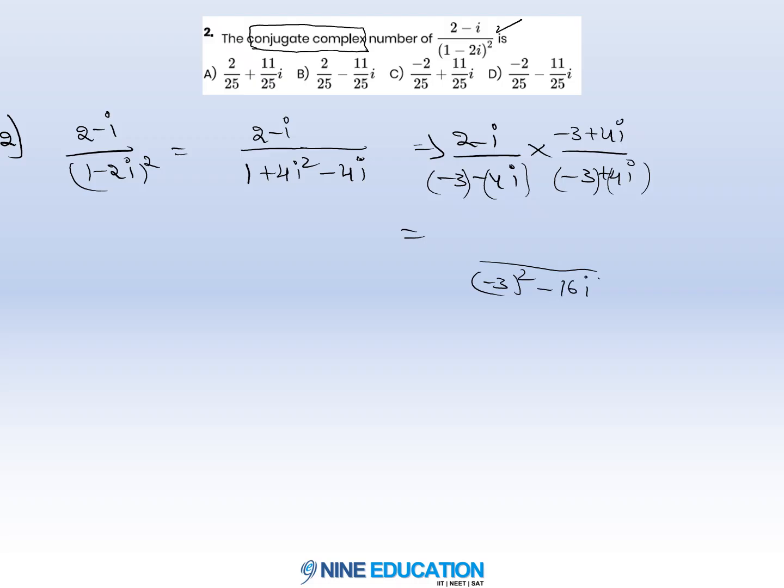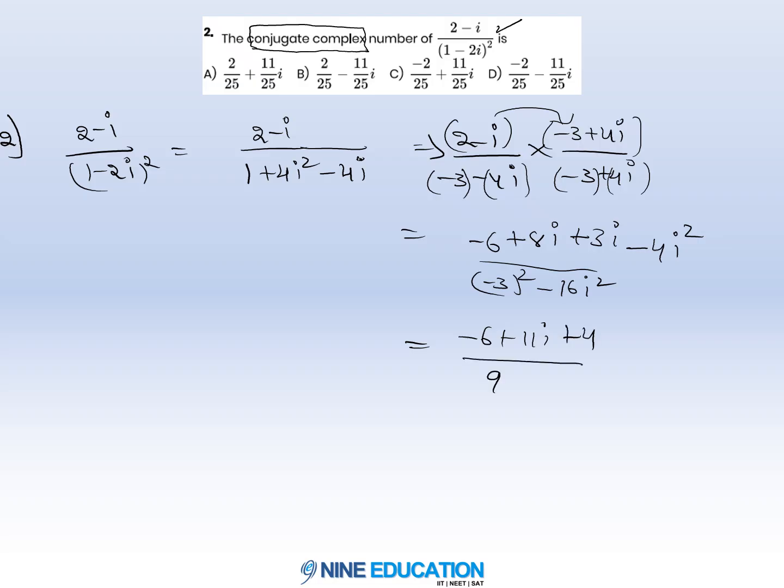Which is 16i square. In the numerator we got 2 minus i into minus 3 plus 4i. Let's multiply these two brackets. 2 into minus 3 is minus 6. 2 into plus 4i is plus 8i. Next multiply with minus i this entire bracket, which is plus 3i minus 4 into i square. So minus 6 plus 11i. i square is minus 1, so you'll get plus 4 here. The denominator is 9, i square is minus 1, 9 plus 16, it is 25. So minus 6 plus 4 is minus 2. So minus 2 plus 11i by 25.